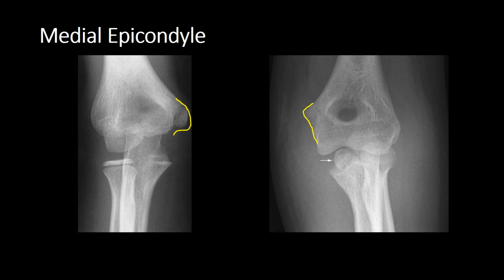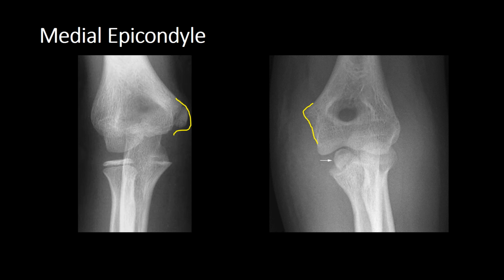Let's have a look at the medial epicondyle and become familiar with the normal appearance. If you remember, the medial epicondyle is a rounded structure that superimposes the adjacent host bone. Look at the normal shape of the outline of the medial epicondyle and you can see that it's smooth and rounded.